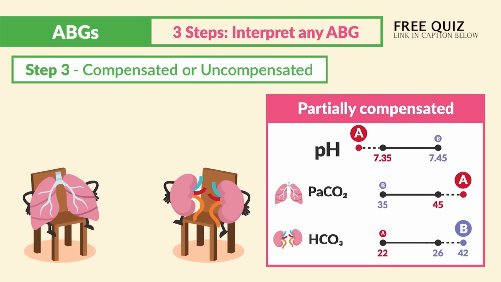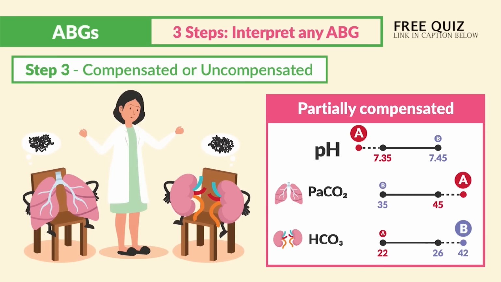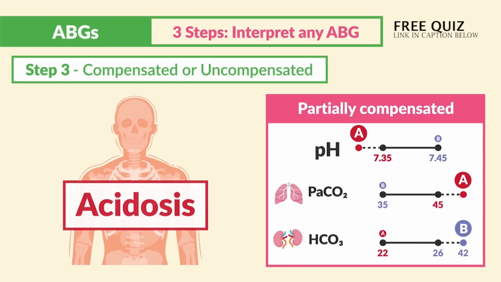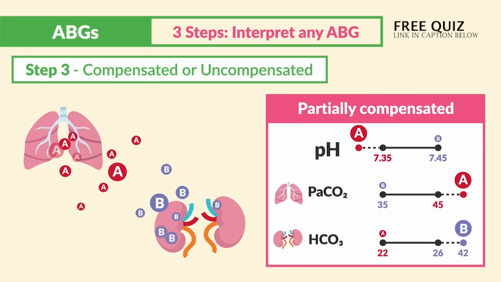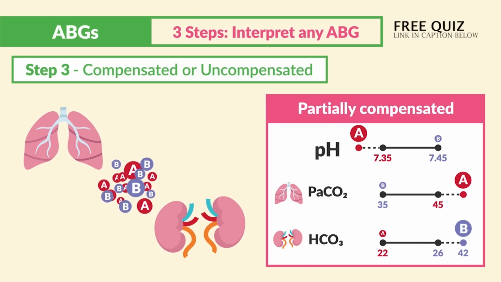It's like the lungs and the kidneys are going to couples counseling here to work things out and make steps for improvement. Sure, the body is still in acidosis, but at least base is trying here. And that's why it's partially done. So partial compensation, it's a work in progress.